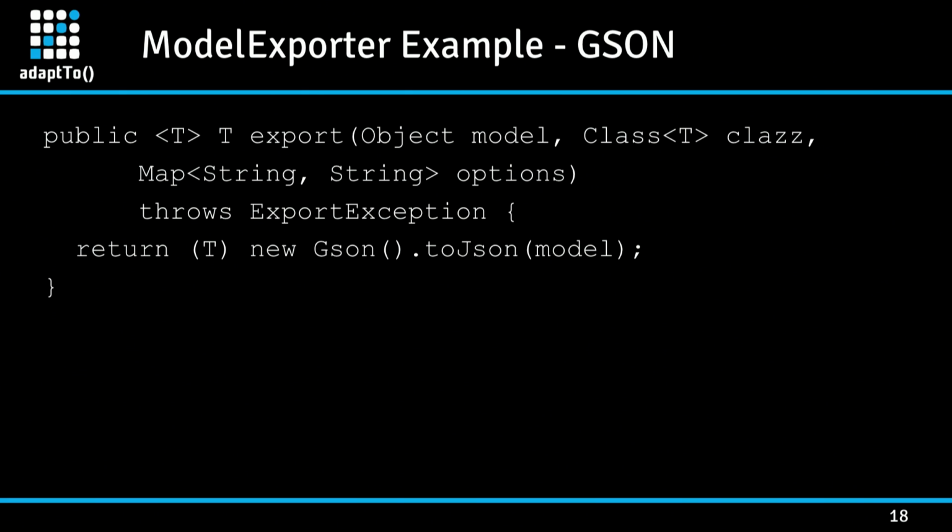So JSON is literally 1 line of code. You take the model, you create a new JSON object, and you say new JSON, and then you call toJSON on it. That's it. Here, this is only supporting string. If you needed to support multiple outputs, you'd have some conditional.